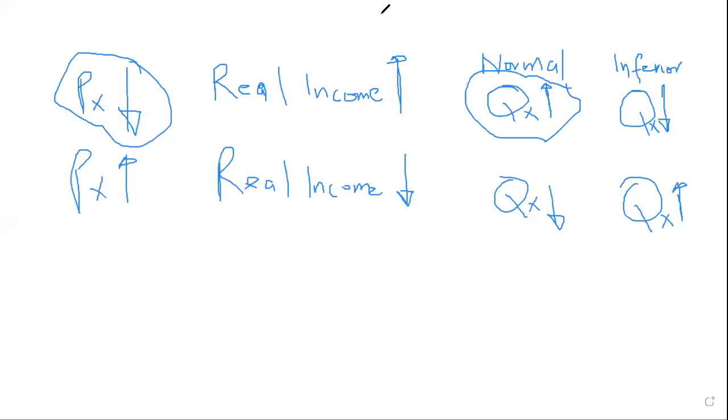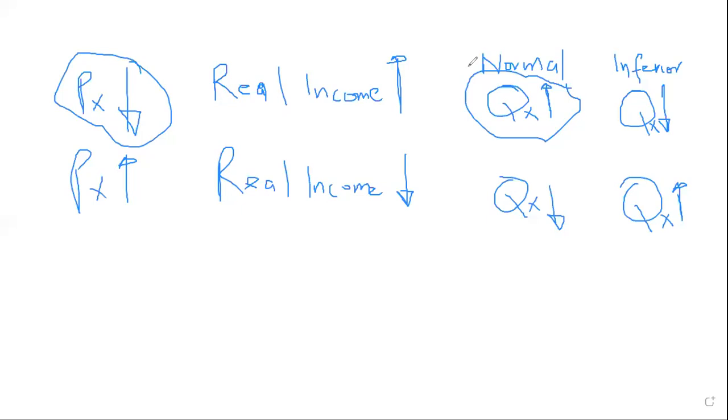Okay, so I have a hand up. Agnes Ejewadapa. Agnes, go ahead. Yes, sir. Sir, please kindly go over the negative and positive for the normal and inferior good.